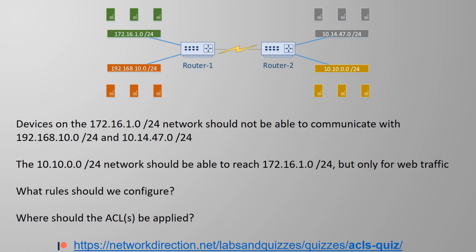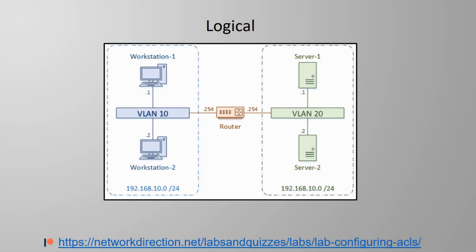It's time to see this in the lab. We're following on from where we left off in the last video with the same topology. There are two VLANs, 10 and 20, which contain workstations and servers. Each VLAN uses a different subnet. There is a router configured as router on a stick to pass traffic between the two subnets. Right now, all traffic is allowed between the subnets, but we want to restrict this a bit.